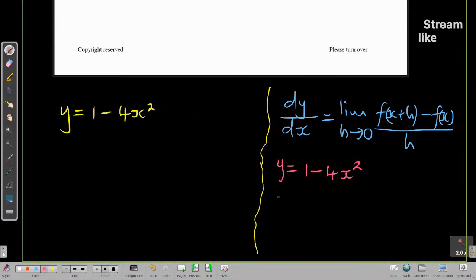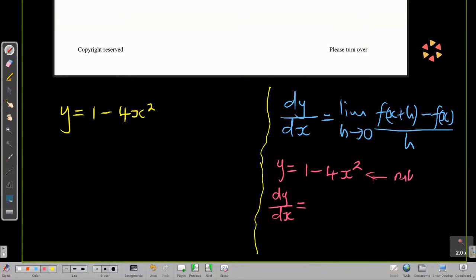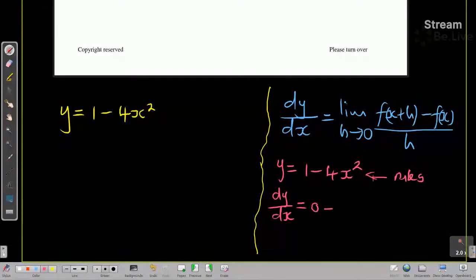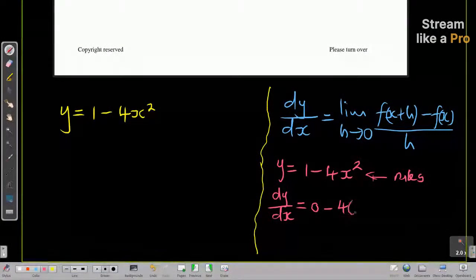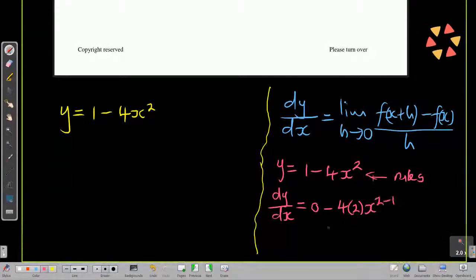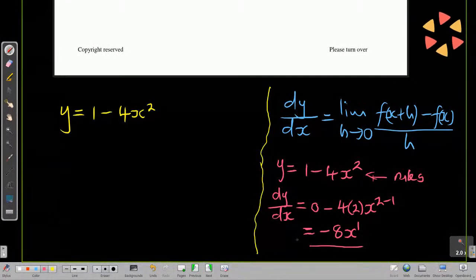So here, if I use my dy over dx, and here I'm using the rules of calculus of differentiation. Now remember, 1 becomes 0 minus 4, and then this particular 2, you drop it, and then you've got x, and then you have 2 minus 1. If you still remember the rules of differentiating, 4 times 2 will become negative 8x. 2 minus 1 is power 1, which is negative 8x. So it's just that. My final answer will be negative 8x.